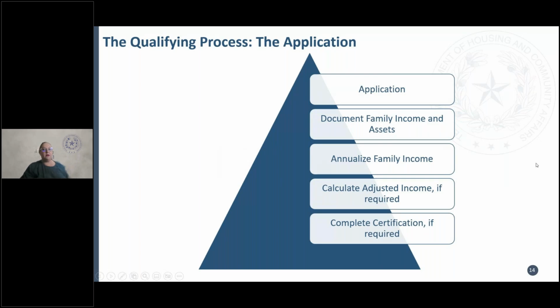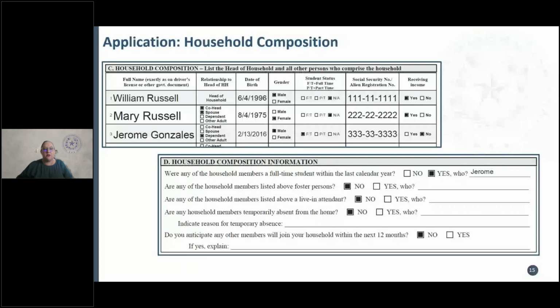So we've gone through the application, we've documented their income, we've annualized it, we've adjusted, or we're going to adjust today, and we're going to complete the certification. But for our case study, we first have to look at the application. So we've got William and Mary Russell with 1 dependent, Jerome. Were any members of the household full-time students within the last calendar year? Yes, Jerome. Anybody as a foster person? No. Anybody as a live-in attendant? No. Nobody's temporarily absent, and nobody's joining the household.